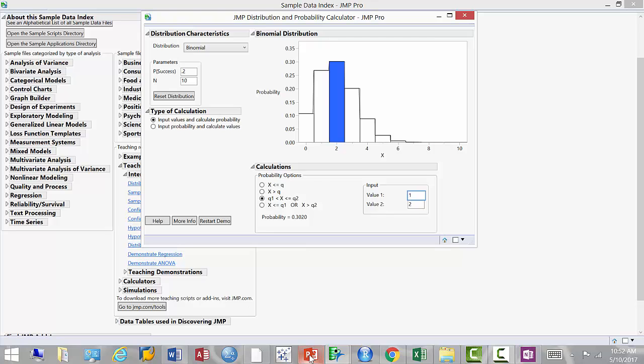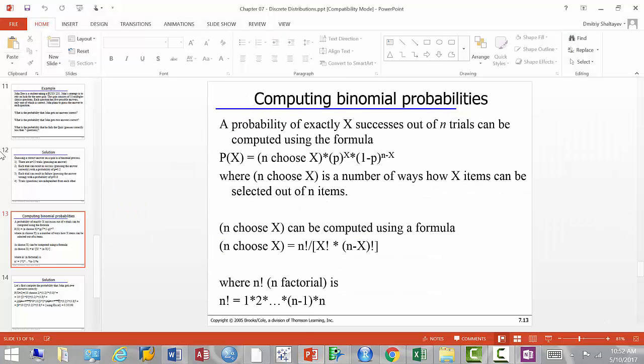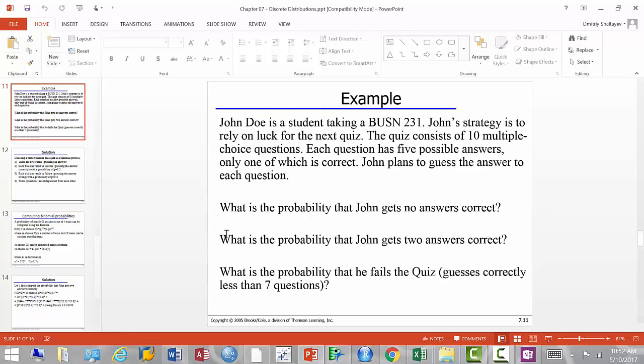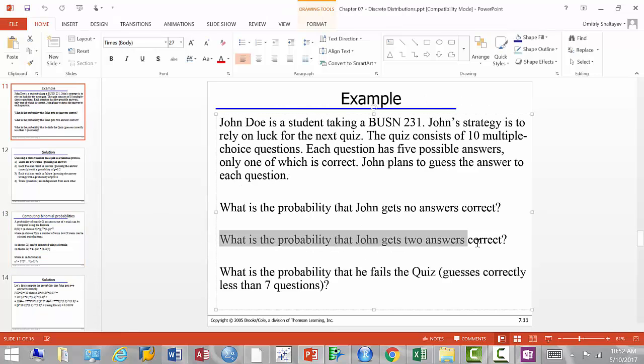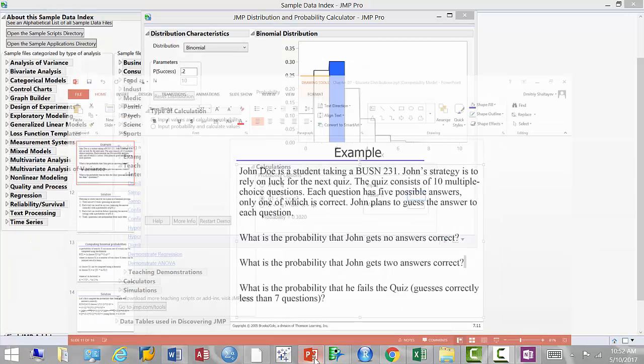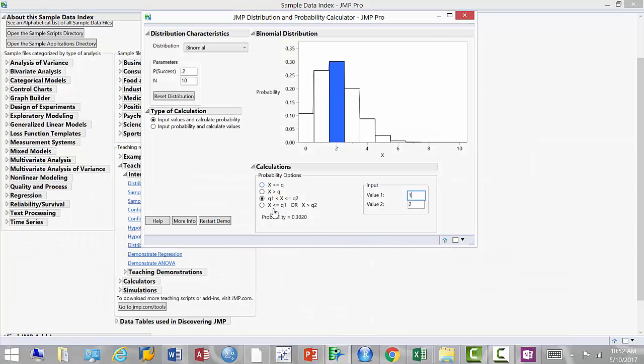I'm looking to answer this question, right? Hold on, where's my problem? Here. What is the probability that John gets exactly 2 answers correctly? And we computed that already, just a second ago. So how do I get that to work in JMP? Well, I have to work with these options: less than a number, or greater than a number, or in the range, or outside the range. These are your options. It doesn't give me the option to compute exactly the probability of precisely 2, so I have to work with these options.